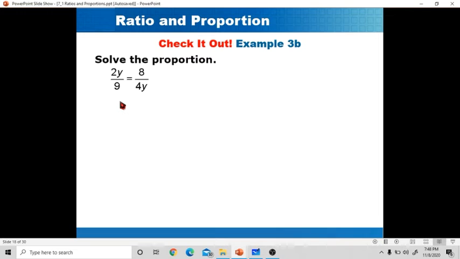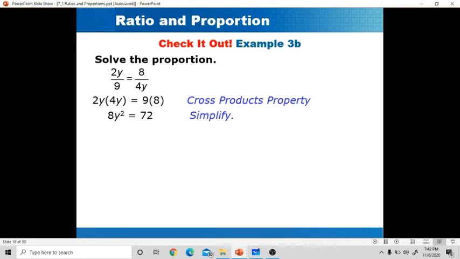Next, 2y all over 9 equals 8 all over 4y. Okay, dito we will find the value of y. Apply the cross products property. It will be 2y times 4y equals 9 times 8. Simplify. 2y times 4y is equal to 8y squared equals 9 times 8, which is 72. Okay, 8y squared is equal to 72.